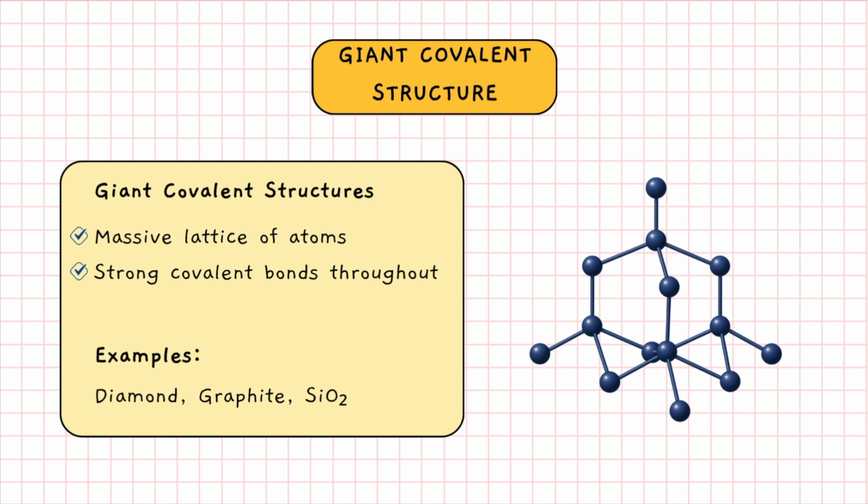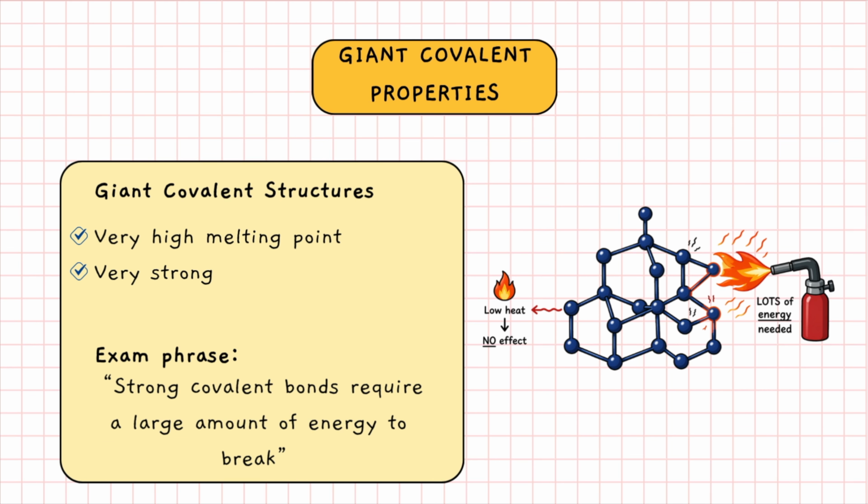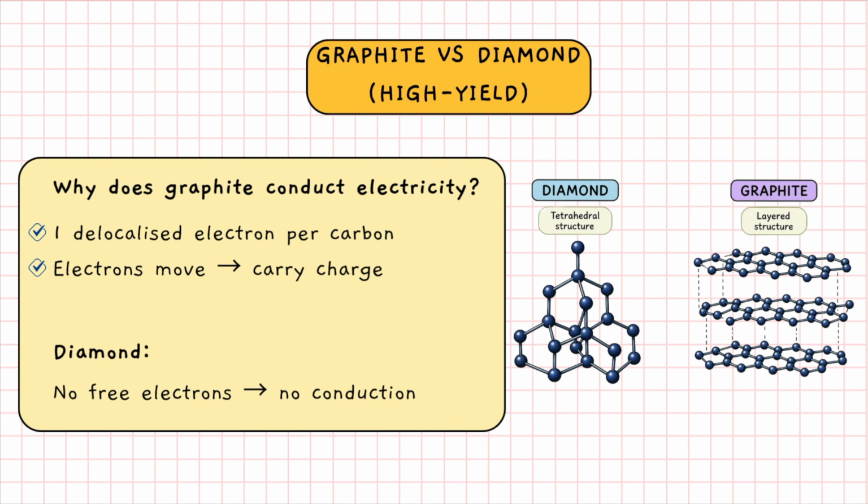Giant covalent structures are massive networks of atoms bonded together. Examples include diamond, graphite, and silicon dioxide. These substances have very high melting points because strong covalent bonds must be broken, which requires a large amount of energy. This is a classic exam question. Graphite conducts electricity because it has delocalized electrons that can move and carry charge. Diamond doesn't conduct because all electrons are locked in covalent bonds.